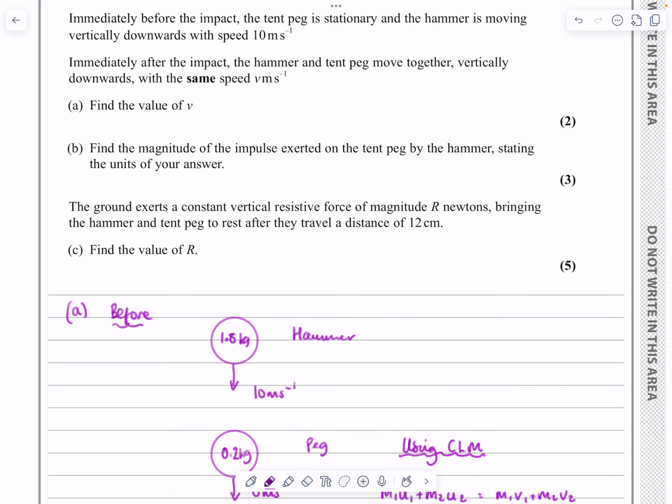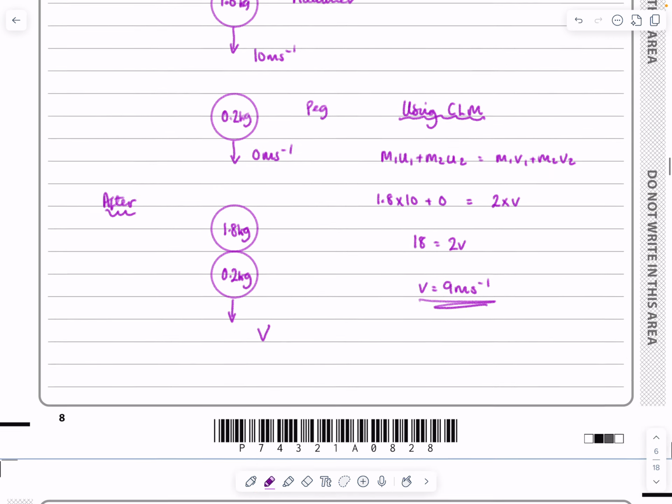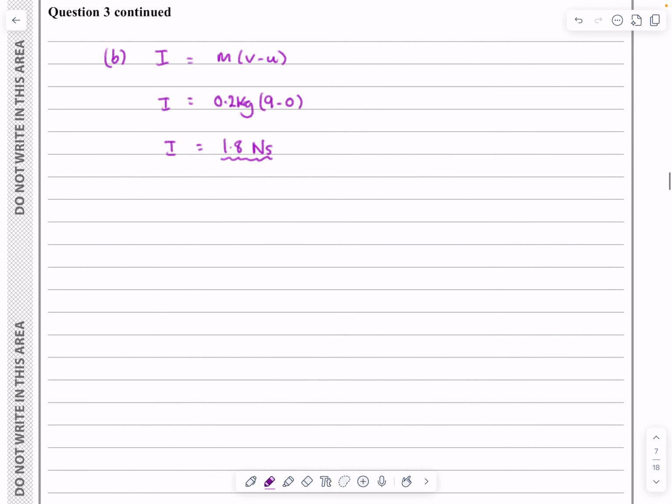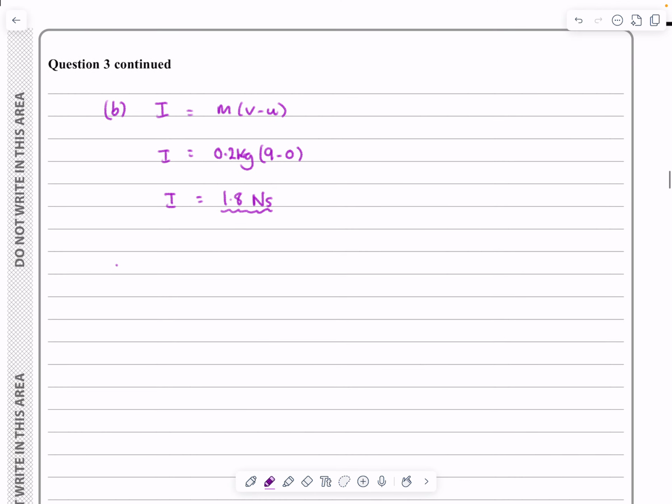And then part C, this is a little bit unusual, but certainly doable. It says the ground exerts a constant vertical resistance force, magnitude R, bringing the hammer and the tent peg to rest after they've travelled a distance of 12 centimetres. Can we find the value of R? I'm going to need to do F equals ma, but I'll need to know what the acceleration is. So to work that out, I'm going to do SUVAT first of all.